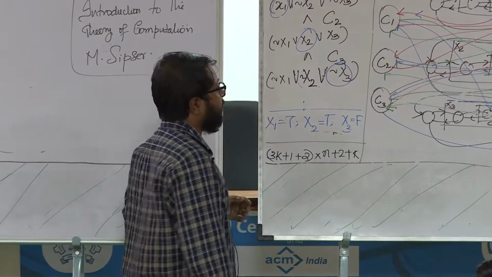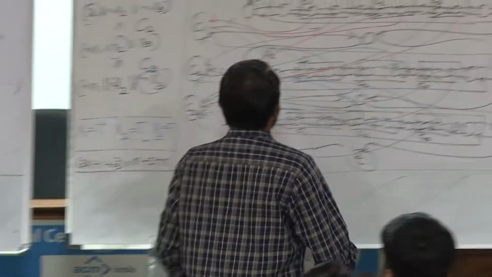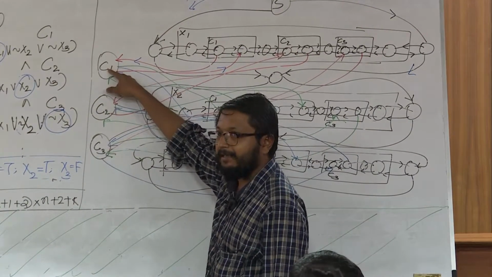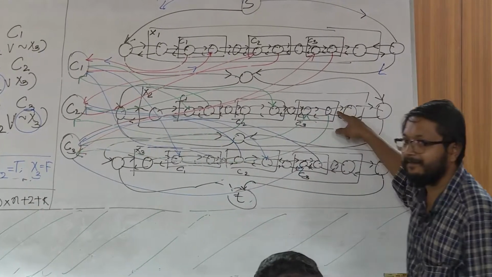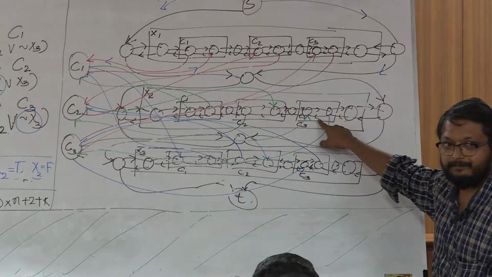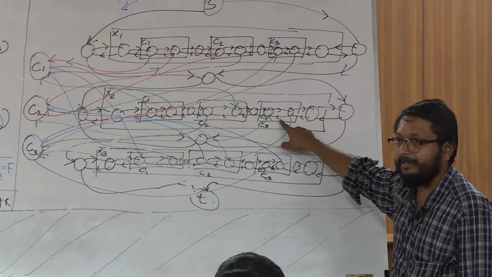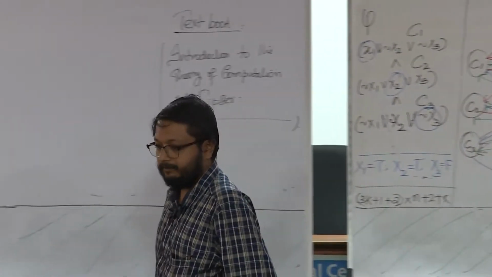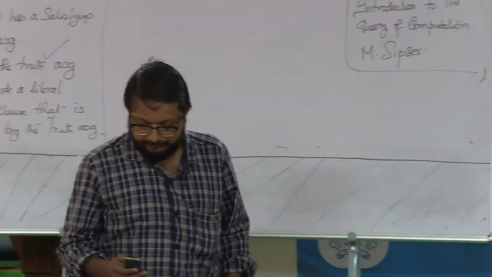So, the only way in which things can go wrong is, I enter this clause from, say for example, here and go out into something else. Okay. So, how can we rule out that possibility?